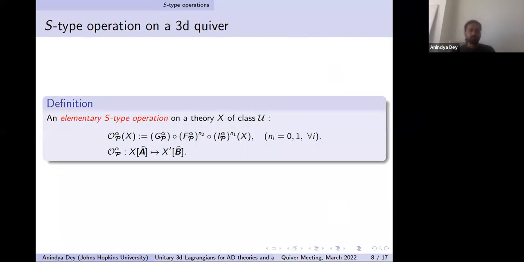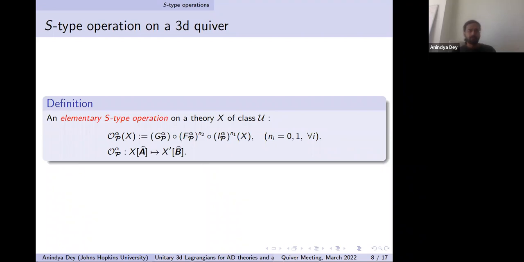The name S-type comes from the fact that if I didn't have flavoring or identification operations, and the gauging was just a U(1), then this is the S operation of Witten, the SL(2,Z) operation. So this is a generalized version of that, but it does the same thing. That S operation is also supposed to produce a new SCFT starting from an older one, and that's also what this S-type operation is doing for us.